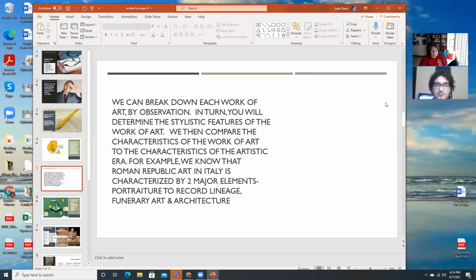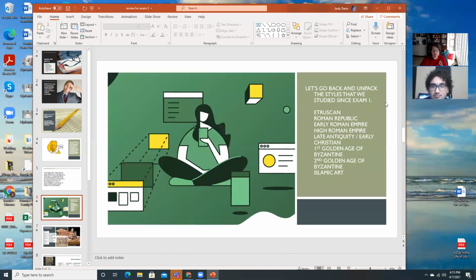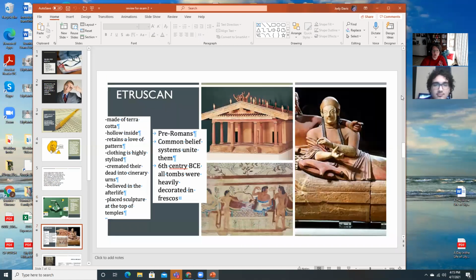So every style of art that we talk about, we can break down in terms of certain stylistic features within the work of art. We can compare the characteristics of the work of art to those stylistic features and come up with some hallmarks that are part of that era. So let's go back and unpack each of the eras and look at the hallmarks.